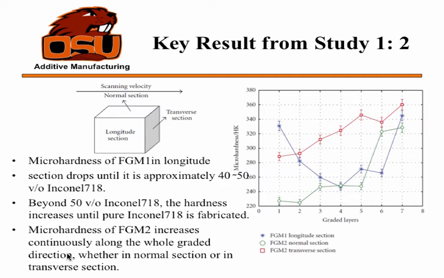And you can observe the micro hardness in the FGM2 samples in the normal section and the longitudinal transfer section. The transfer section gives you the highest hardness values. This is because of columnar dendritic growth, whereas the normal one contains cellular dendritic growth.